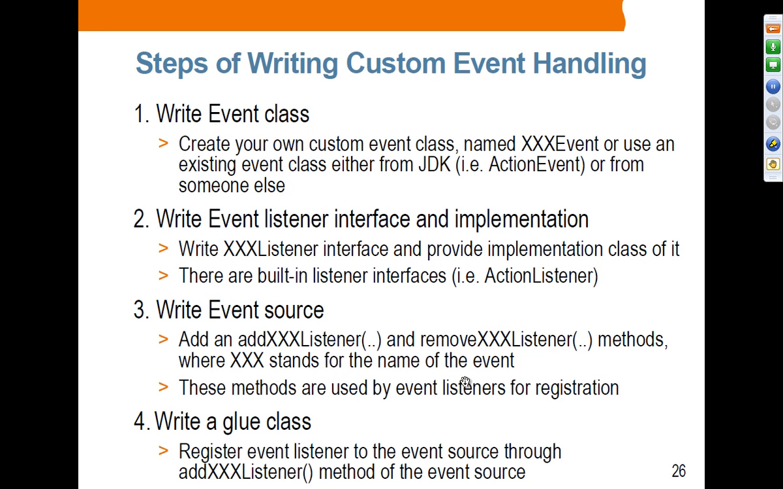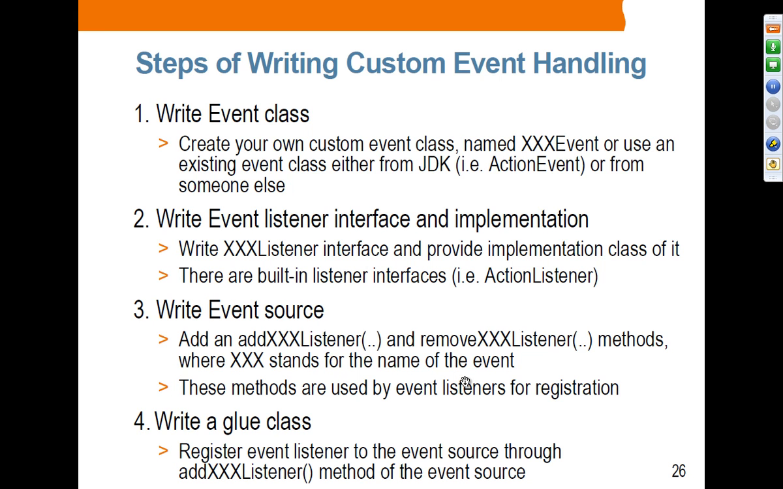And then you're going to write an event listener interface and implementation. We haven't really talked about interface and implementation yet. That's something that we are going to talk about tomorrow. For now, you can think of the combination of interface and implementation as basically a class. So you are going to write an XXX event listener interface and provide an implementation class of it. Basically, you're going to provide some implementation of the listener. You can also use a built-in event listener interface such as the action listener.